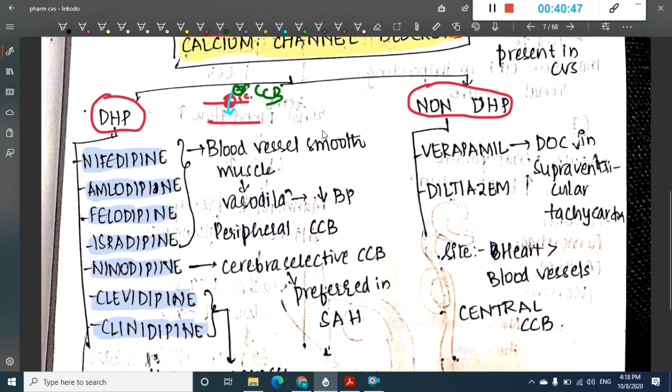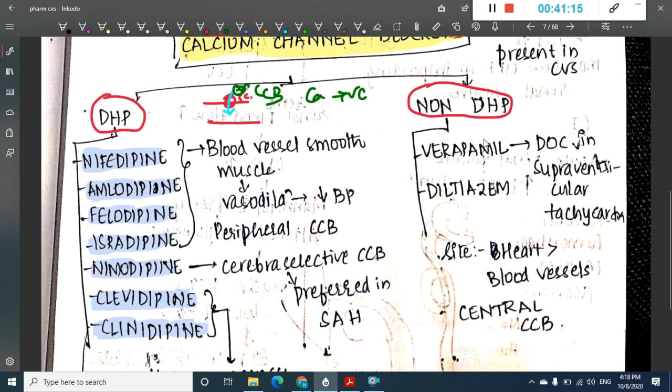So resulting in vasodilatation. Normally what does calcium do? Calcium causes vasoconstriction, it activates action potential, right? But here, because of blocking of this calcium channel, this vasoconstriction has been counteracted and there is vasodilatation. Whenever there is vasodilatation, obviously there will be decreased BP. So this is how there is decreased BP with calcium channel blockers.